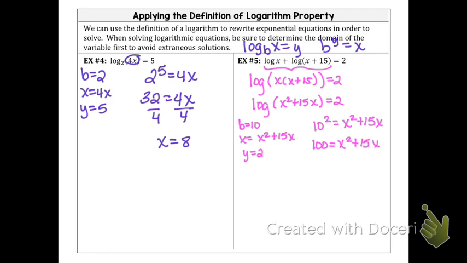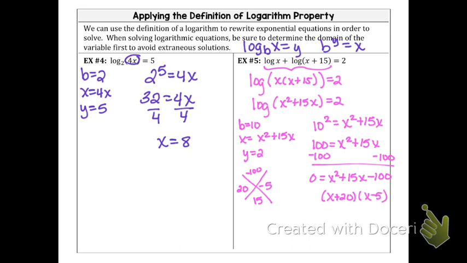So remember, when you have an x squared and an x, you're going to have to factor, which means I need this set equal to 0. So I'm going to move the 100 over. And so it's 3 terms, so this is just our x box. So we're going to multiply to negative 100, combine to positive 15, which is 20 and negative 5. So we get x plus 20, x minus 5, and it's equal to 0.